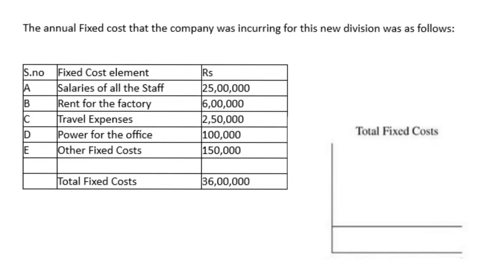The annual fixed cost that the company was incurring for this new division was as follows. Fixed cost elements. Salaries of all the staff 25 lakhs. Rent for the factory 6 lakhs. Travel expenses 2,50,000. Power for the office 1 lakh. Other fixed costs 1,50,000. Total fixed costs 36 lakhs.